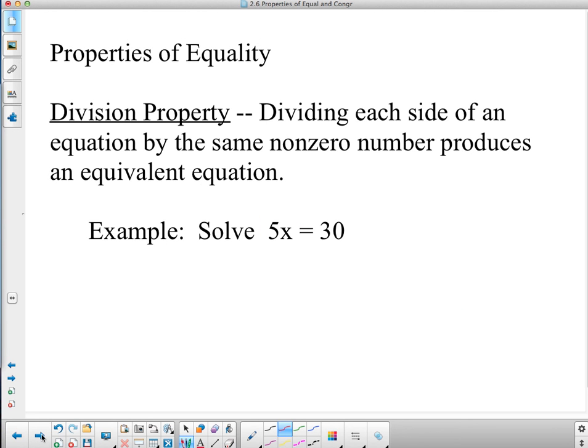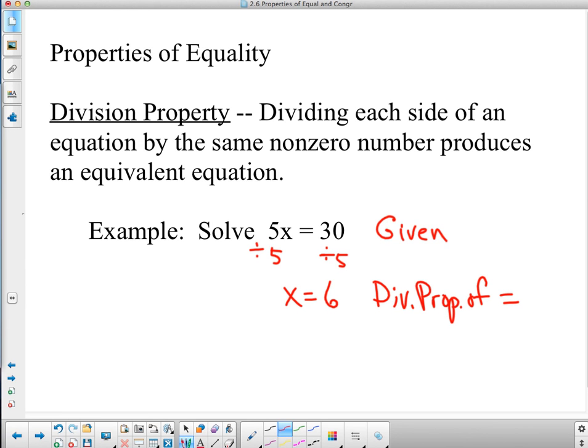And finally, the division one. Dividing each side of an equation by the same non-zero number produces an equivalent equation. Why non-zero? Can't divide by 0. So solve 5x equals 30. That's what you were given. What are we going to divide each side by? 5. X equals 6. And supported by the division property of equality.